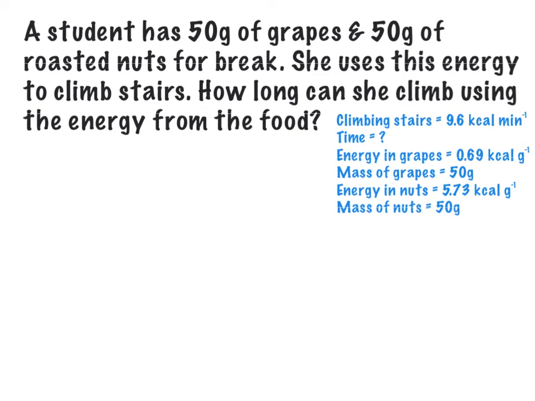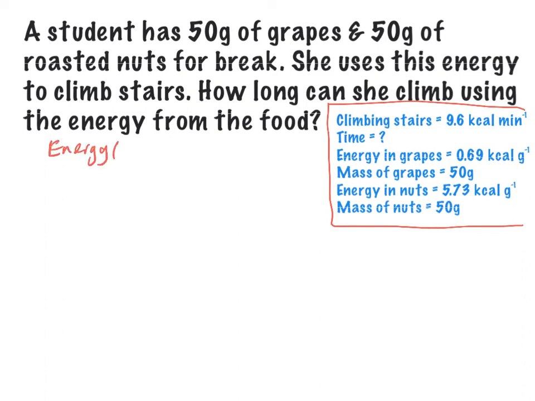A person has a meal, 50 grams of grapes and 50 grams of roasted nuts. Right, that's their snack. Then she uses the energy to climb stairs. So according to the information, how long can she do it for? So we've got the information here. We can see there's all the information that goes with it. So let's work it out per bit.